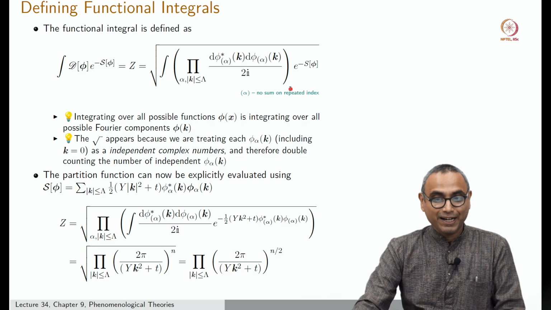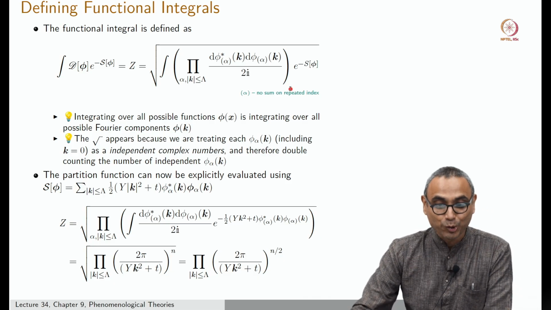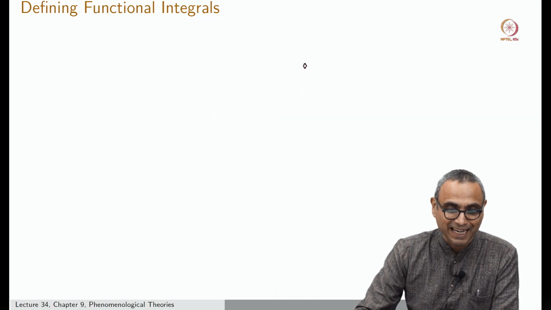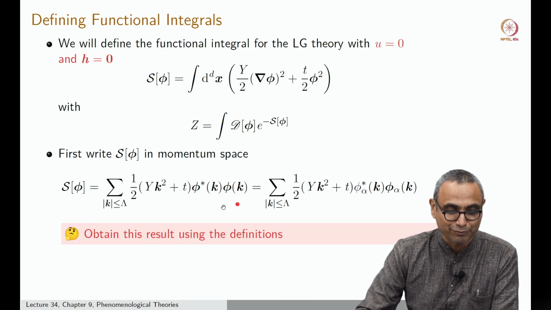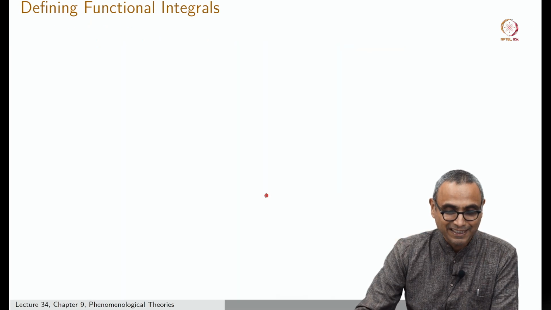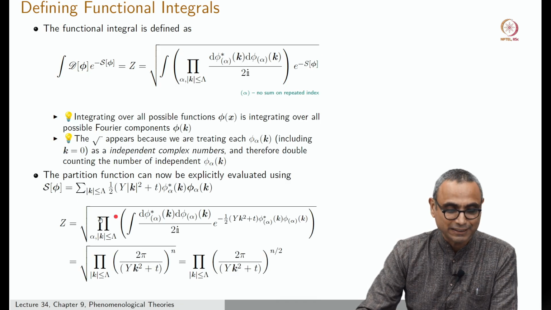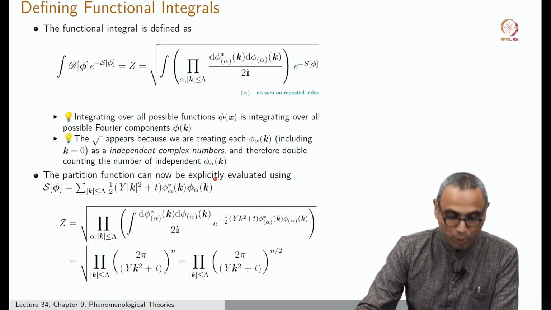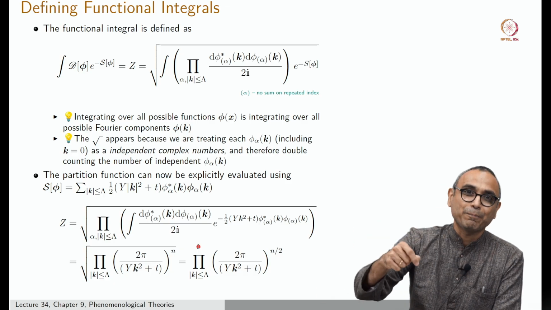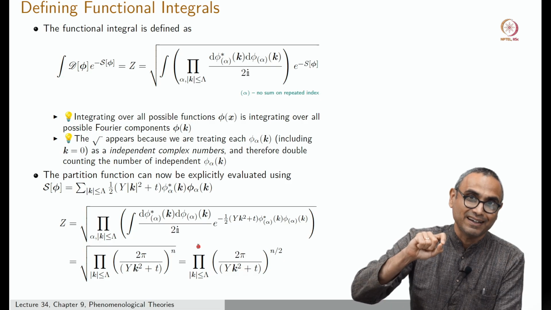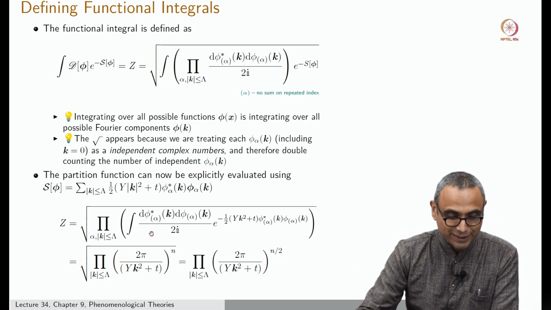Okay, now it turns out that you can actually do this integration. So what you do, you take this S of phi. Remember in the last slide, we put S of phi in Fourier space, right? And that's just a sum over these things. So what I can do is I write this S of phi as a sum over k less than lambda of these things. Now what I can do, at each k point for each ON component of phi alpha k, I can do this integral separately.